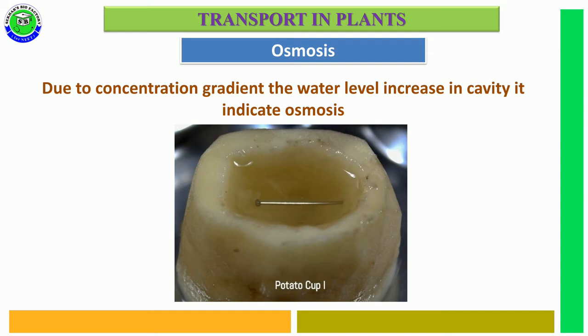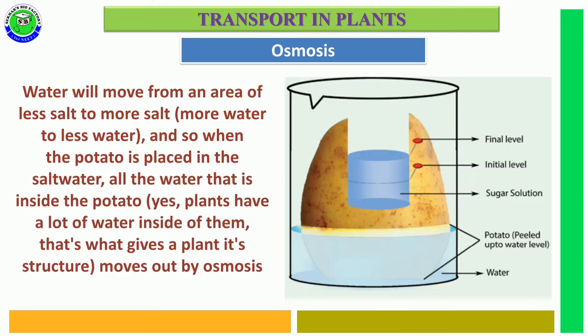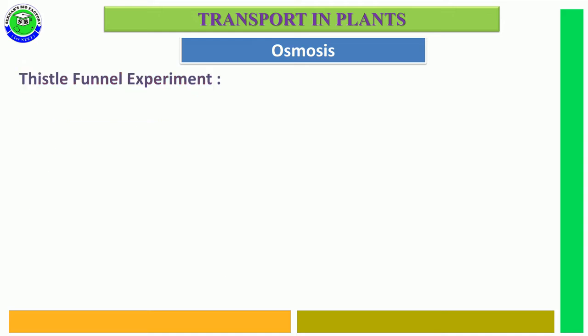Due to the concentration gradient, water movement takes place into the cavity and the water level increases, which indicates osmosis. During this osmosis, water moves from an area of less salt, which is nothing but water, to more salt, which is the solution present in the cavity, when it is placed in water. The movement of water takes place from outside to inside of the potato. It indicates osmosis.